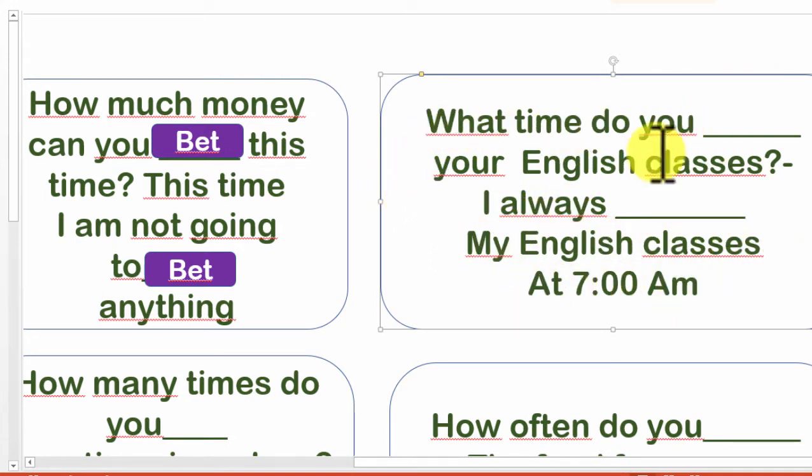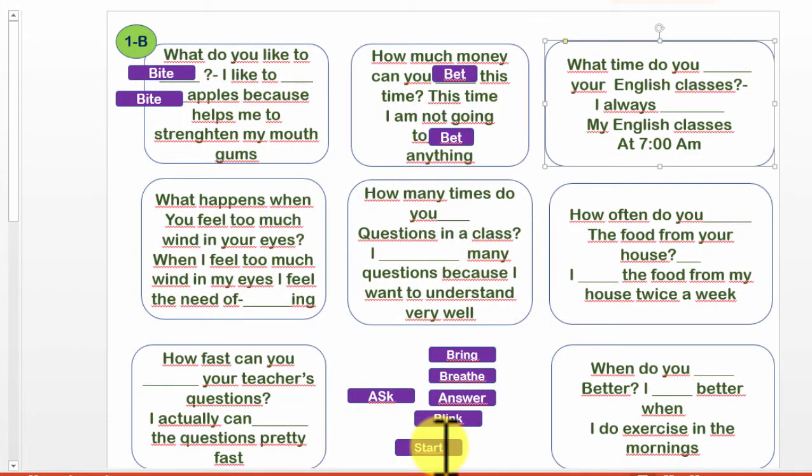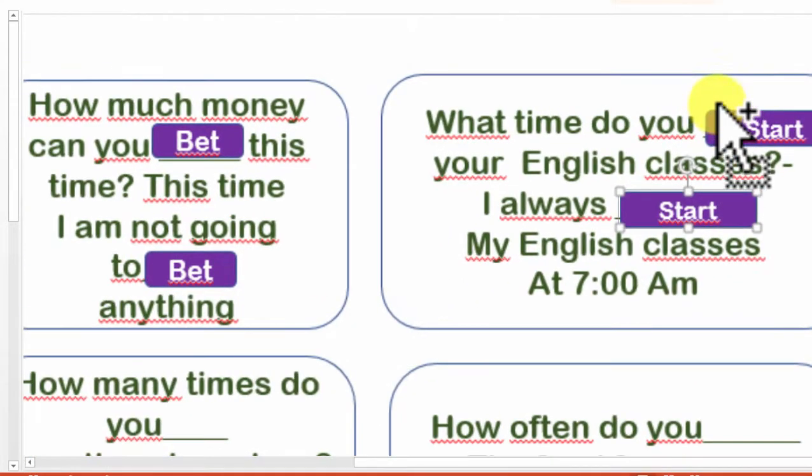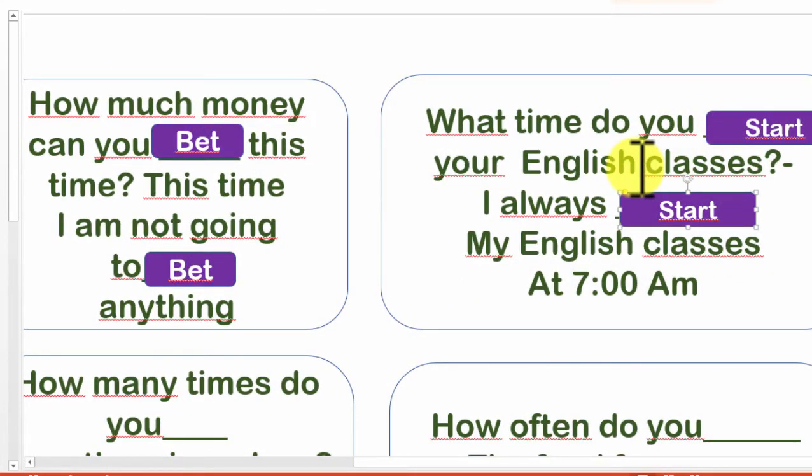What time do you start your English classes? I always start my English classes at 7 a.m. Ready? Entonces es start, que es iniciar. What time do you start your English classes? I always start my English classes at 7 a.m.